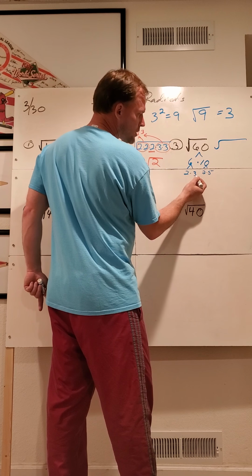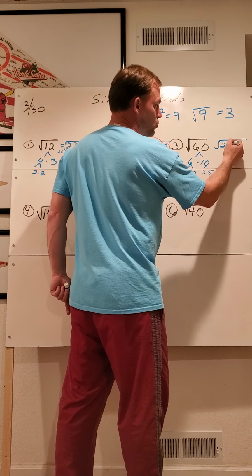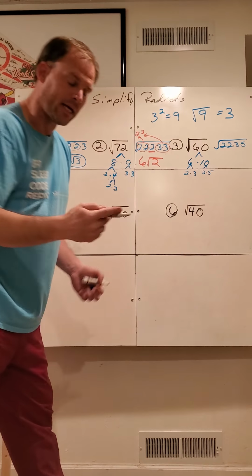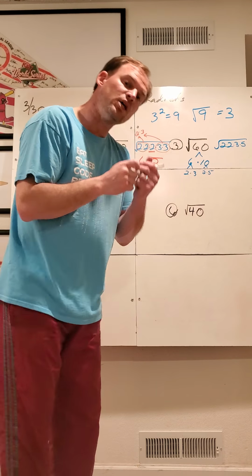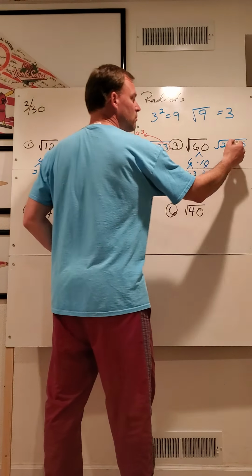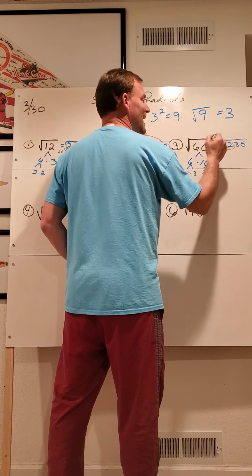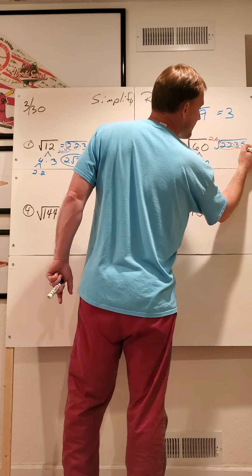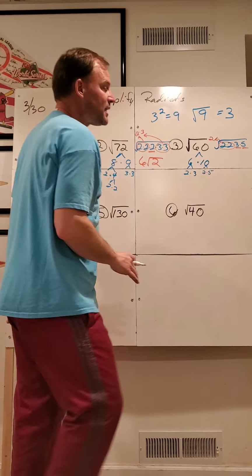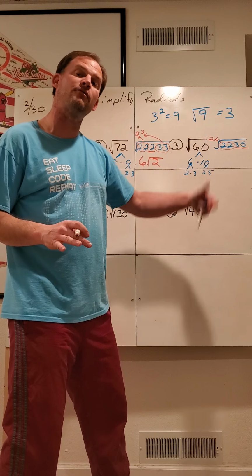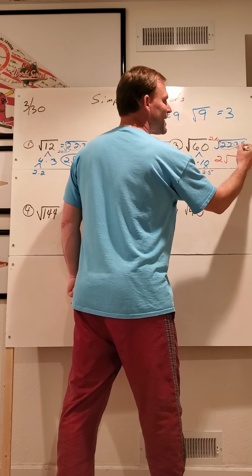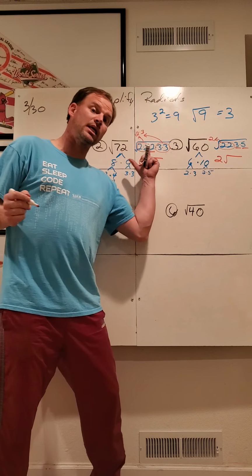I got a 2, a 3, a 2, and a 5. 2 2s, a 3, and a 5. Again, I'm going to proceed to find pairs of numbers and take them out. 3, no pair, stays inside. 5, no pair, stays inside. So here we go. I'm going to simplify this radical. I've got 1, 2 on the outside. I got a 3 and a 5 on the inside, just like this problem here.